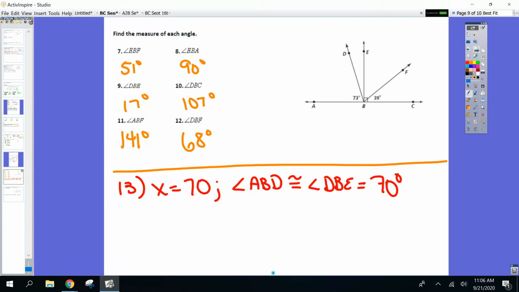If you are given two angles are congruent, mark them with arc marks on your diagram. Get used to it. If you know two angles are congruent, mark them in your diagram.